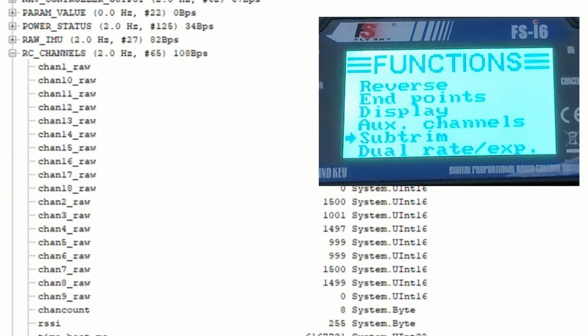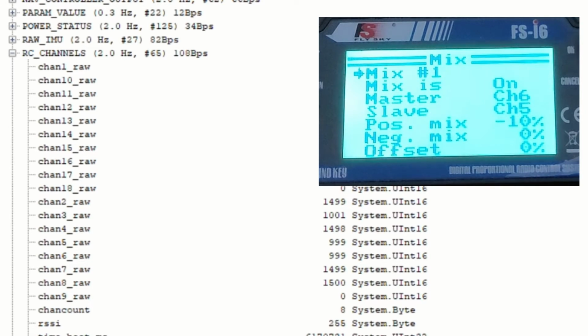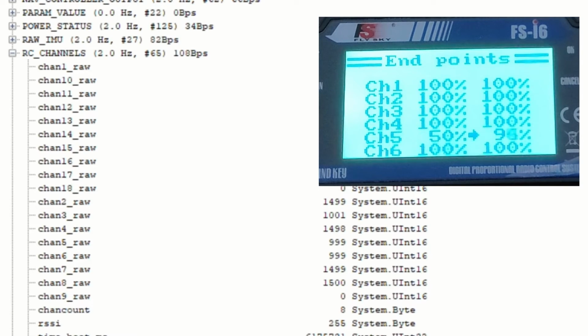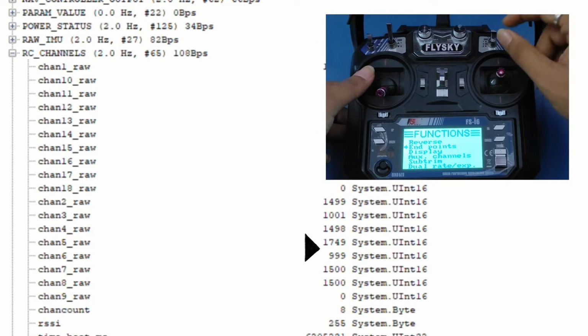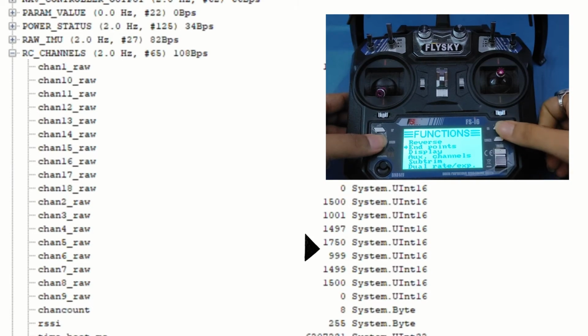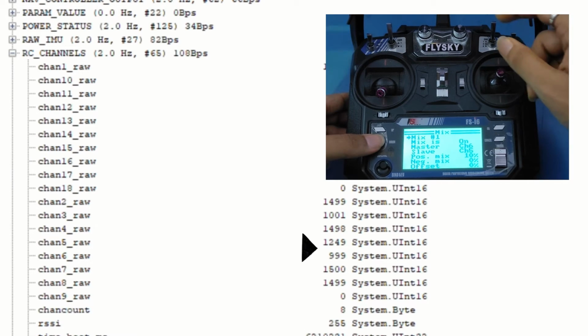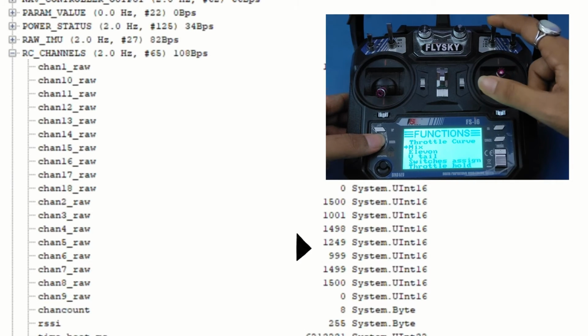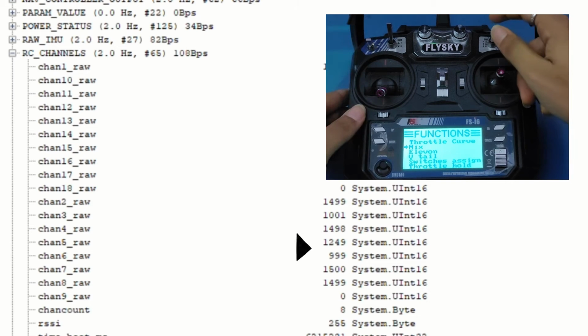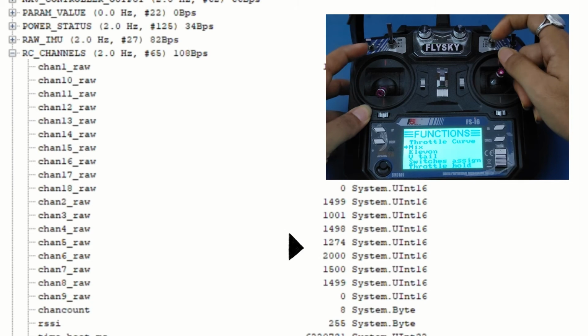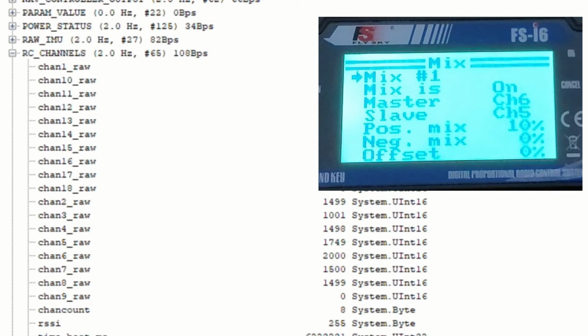Next, when we change the endpoint of channel 5 to 50% low and 50% high and keep the positive mix to plus 10%, what we see is that when channel 6 is at 1000 value, channel 5 is at 1250, 1500 and 1750 as discussed. When we switch channel 6 to 2000 value, what we see is that 1250 plus 25, that is 1275, 1525 and 1750 are the values that we achieve.